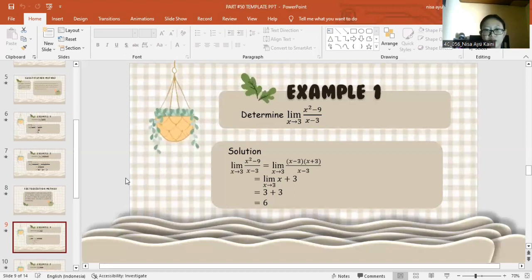Step 3. Evaluate the limit. Note that the function is simplified. We can directly substitute the limit value into the simplified expression. 3 plus 3 equals 6. Therefore, the limit as x approaches 3 of the given function is 6.